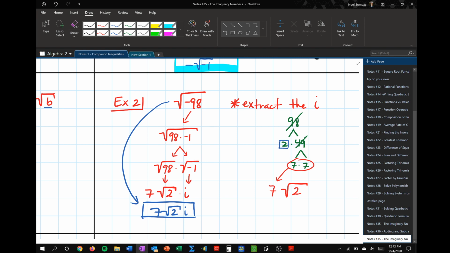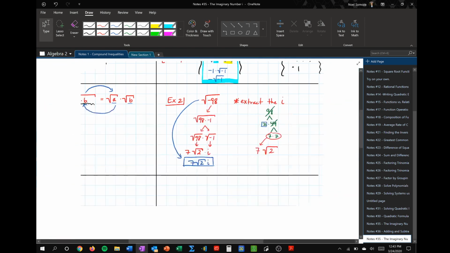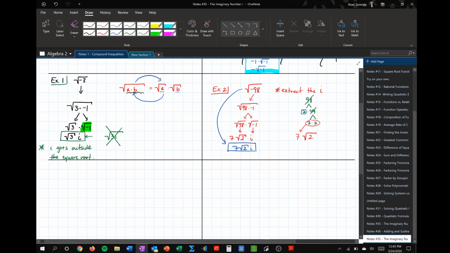All right. Any questions there so far? Feel free to stop me and ask a question on the chat if something doesn't quite make sense. Alright, let's try another example similar to this one. We're going to try something a little bit smaller than 98, but something that you still have to break down using a factor tree. Let's try example 3.